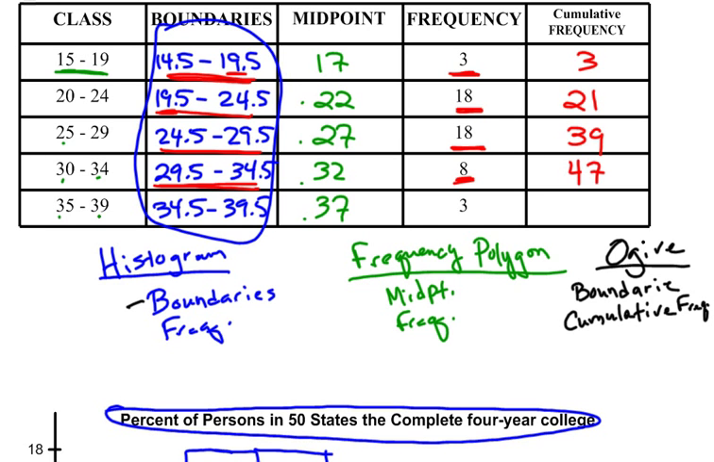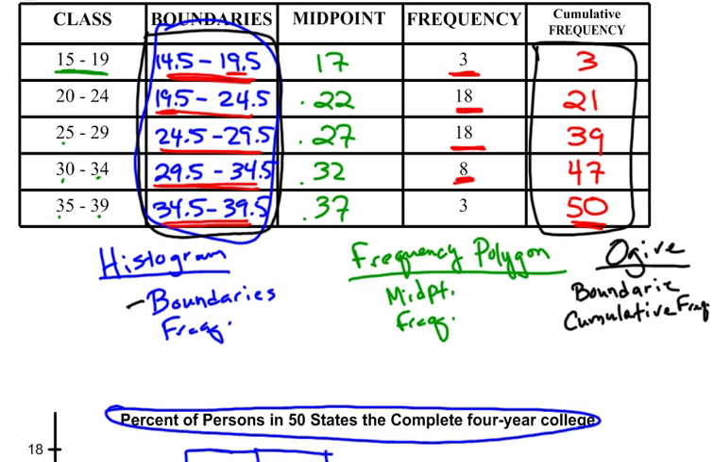And by the time we reach the end of our last class, we're at 39.5, and we have included a frequency of 50 values. Now, if you think back to what we were originally looking at, we were looking at a percentage for each of the 50 states, so we should have 50 items as our cumulative frequency. And there you go. Now, once we set up our ogive, we're going to use the boundary values and the cumulative frequency values, and we're just going to make a graph with those.